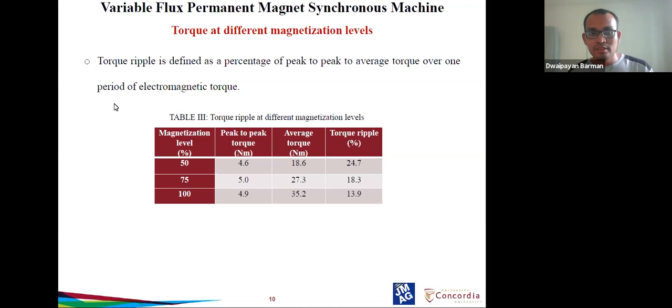In this table 3, we can see that as the magnetization level increases, the torque ripple of the variable flux PMSM decreases, because we can see that the peak-to-peak torque is the same independent of the magnetization, but the average torque decreases with lower level of magnetization, and that is why at lower magnetization the torque ripple is higher. Like for 50% magnetization, it is 24.7%, and at 100% it is lower, around 13.9%.